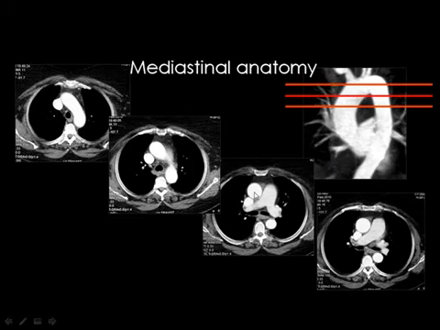And this is the ascending aorta, this is the descending aorta, and this is the pulmonary artery, which looks like the figure of 8 in Arabic. And you see, this is the main trunk, this is the left branch, and this is the right branch. And you remember that this is the superior vena cava.